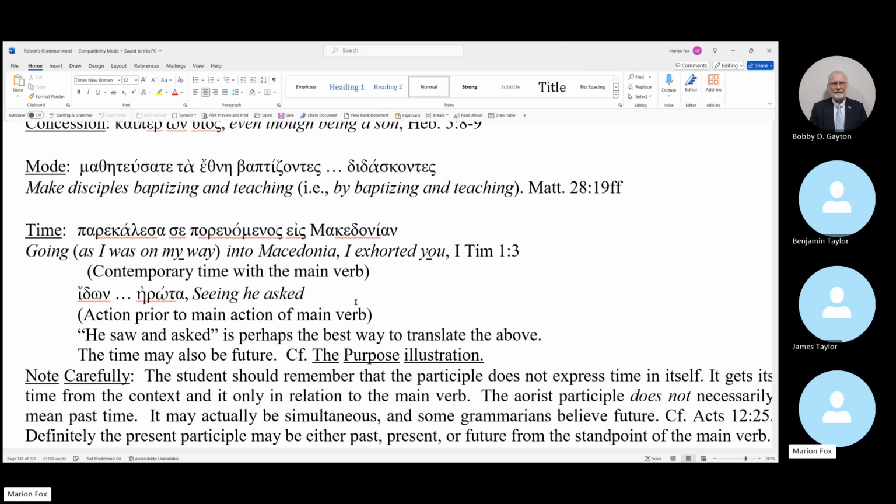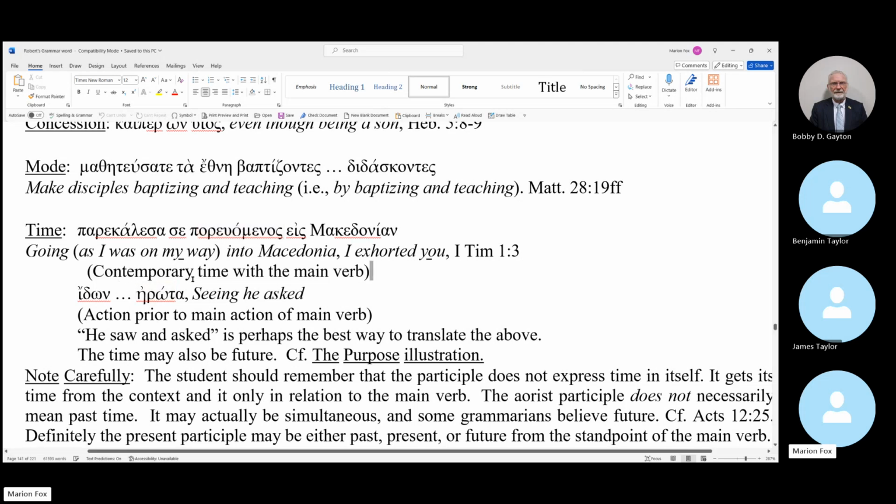Any comments there? So as I was going on my way into Macedonia, I exhorted you. So in the process of going, I exhorted you, on my journey. And the verb from which this comes means to take a journey in a particular direction. Okay.